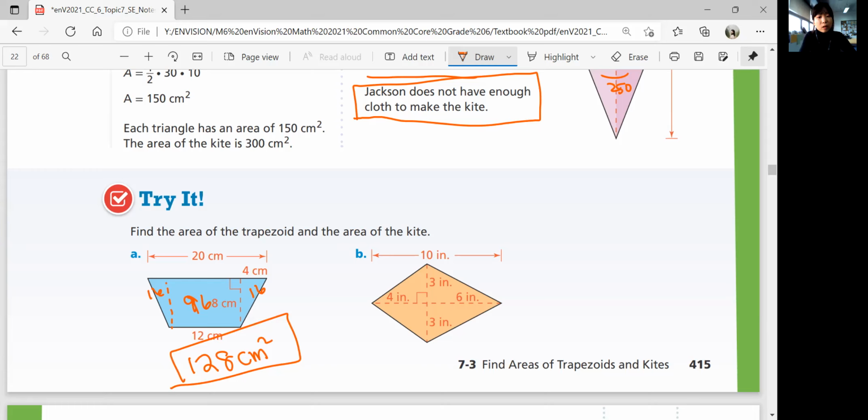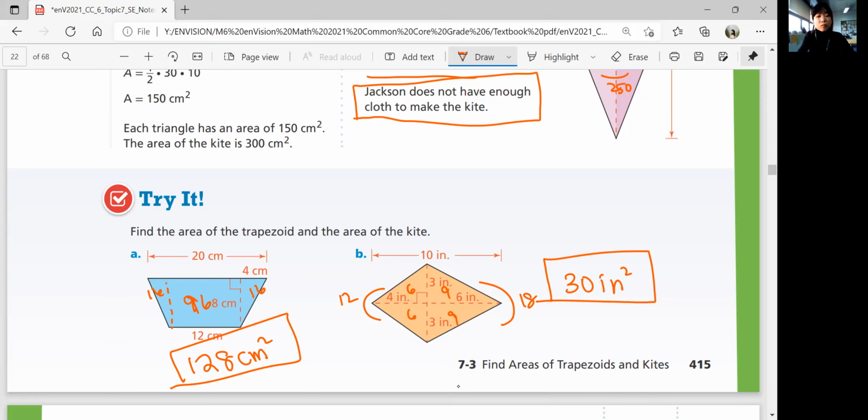Okay, what about part B? You have these two triangles that are identical. So 3 times 4 divided by 2. 12 divided by 2 is 6. That's 6 and that's 6. Together is 12. Okay, 6 times 3, 18 divided by 2 is 9. 9 and 9 together is 18. So if you add 18 and 12, you get the area of 30 inches square.